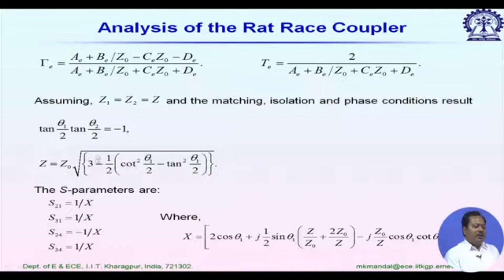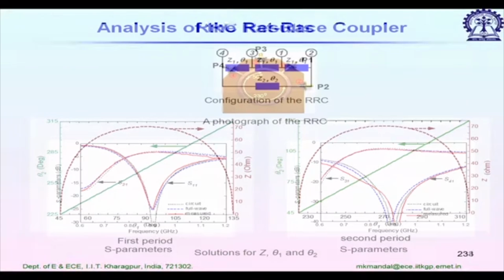So, we have basically two equations, and this is the general solution, and that means here we assume that theta 1 can be arbitrary, anything, not just 90 degree, and 90 degree is a special case. From this equation, if you put theta 1 equal to theta 2 equal to 90 degree, in that case you will find out that Z equals 70.71 for a 50 ohm system.